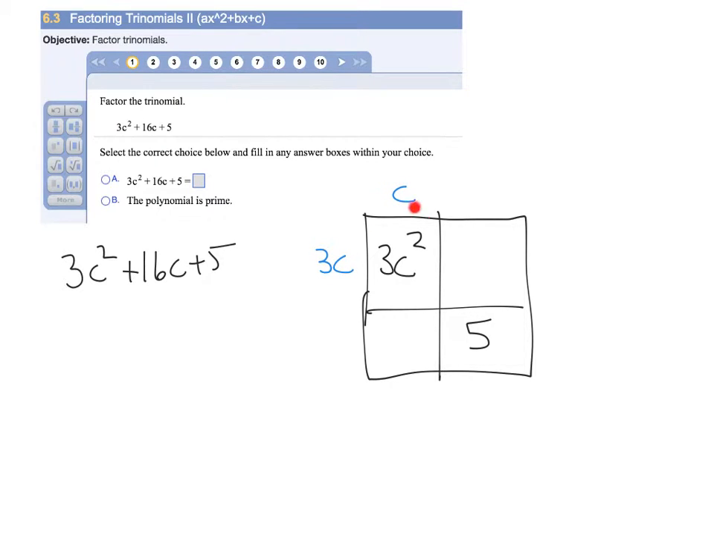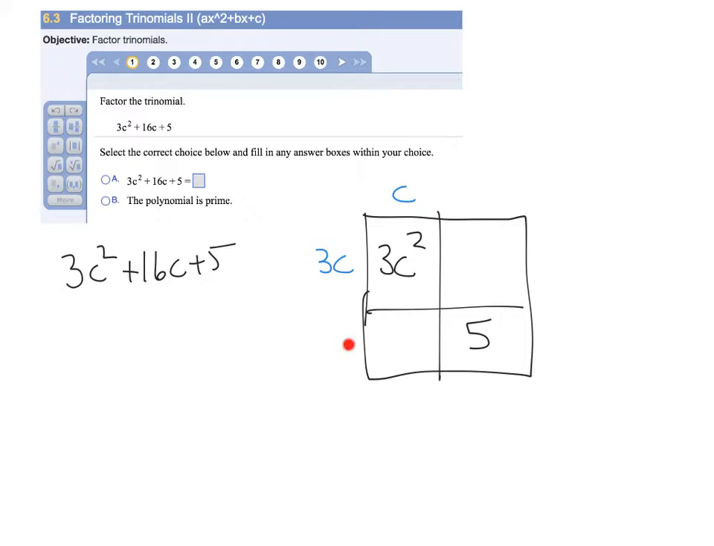Now here's the deal. With that first term right here, I want you to set it and forget it. All right, that's the phrase. Set it and now forget it. Now with the 5, we have some choices. We can either do a 1 and a 5, or we can reverse it and have a 5 and a 1. So that's the trick.